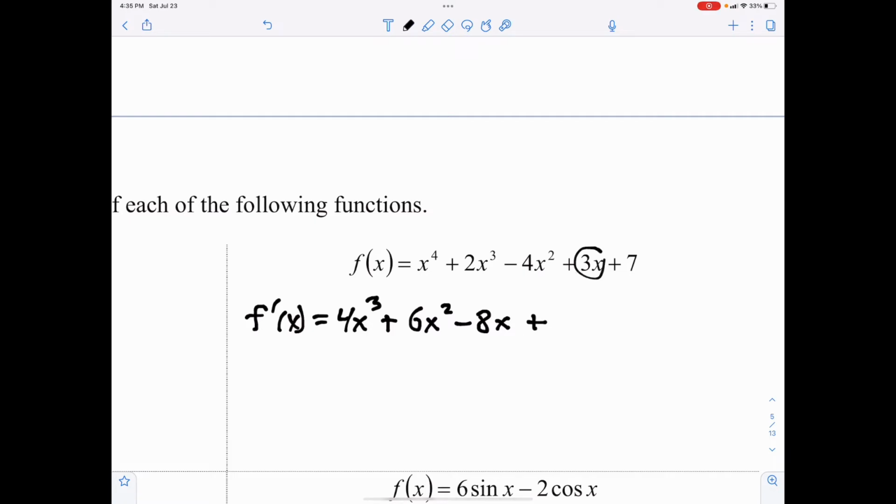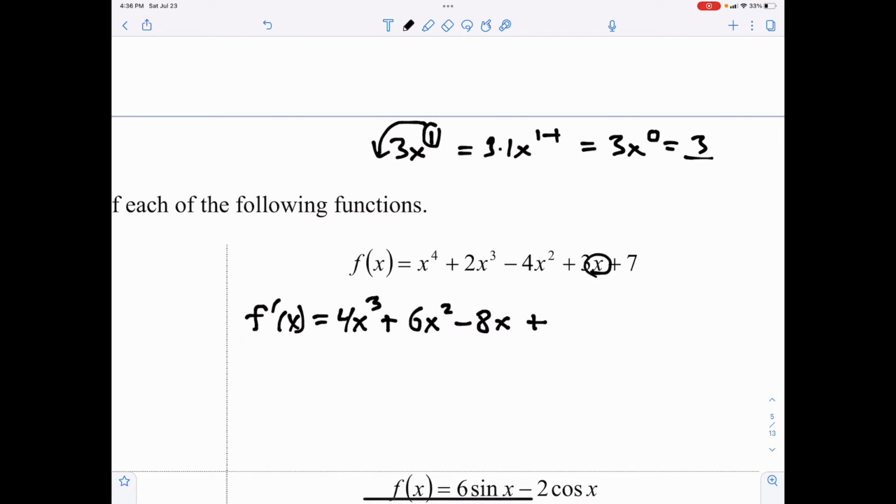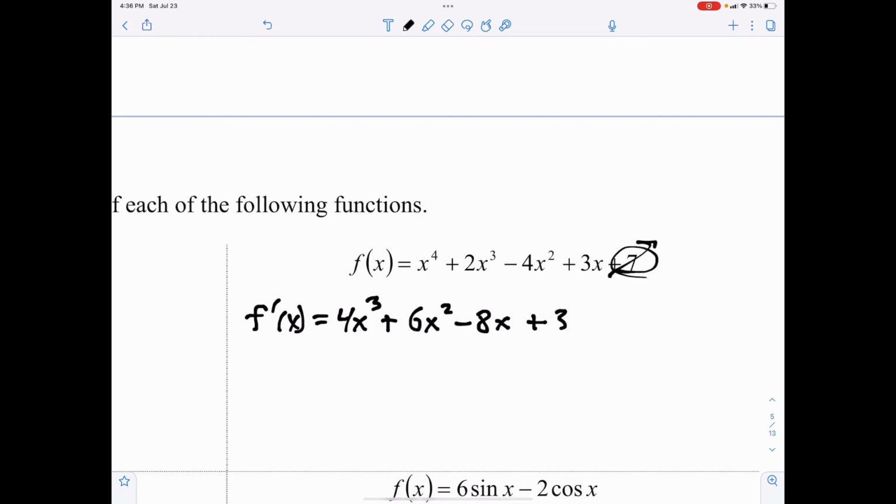Plus, now what about something like this? Well, 3x is really 3x to the first power, right? So if I bring this down, this would be 3 times 1, x to the 1 minus 1, which is 0. And 3x to the 0 power is just 3. So when you're deriving something times x with respect to x, all you're going to get is the constant in front. So that's something to note. The derivative of 3x would just be 3. And the derivative of any constant would be 0.